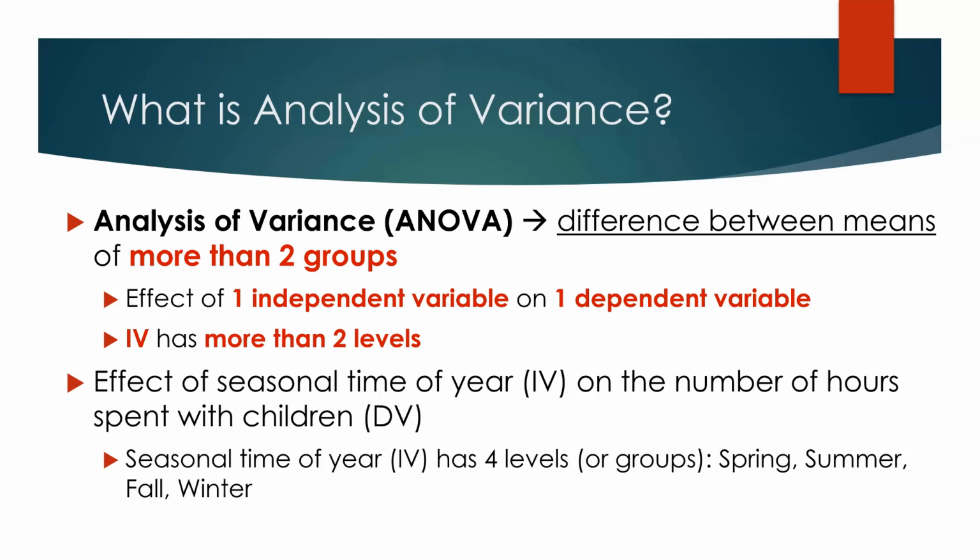So for example, if you wanted to look at the effect of seasonal time of year on the number of hours spent with children, well, seasonal time of year has 4 levels, right? There are 4 seasons in a year: spring, summer, fall, and winter. So if I wanted to see if there is a difference in the average hours parents spend with their kids between the 4 seasons, I would have to use an analysis of variance, because that is from 4 different groups.